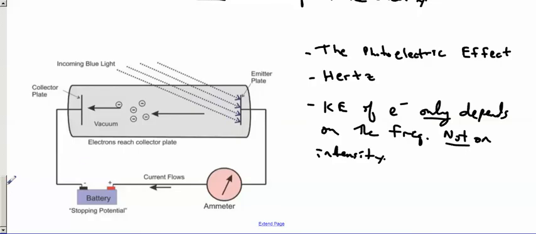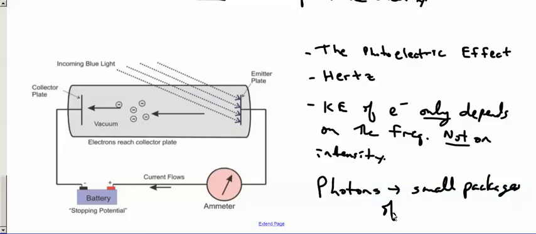Then Einstein came along and explained this in terms of light being actually small bundles of energy called photons. Let's call them packages of light energy. Einstein explained this and won his Nobel Prize for the explanation of this experiment. These are pivotal experiments, and they really help us to shape the atomic theories to come.